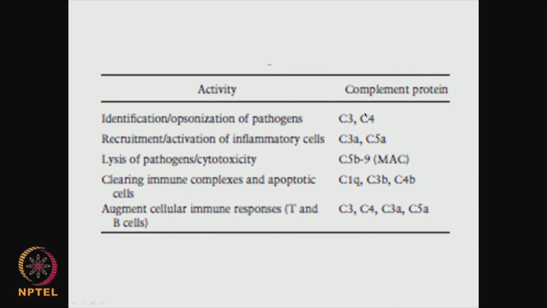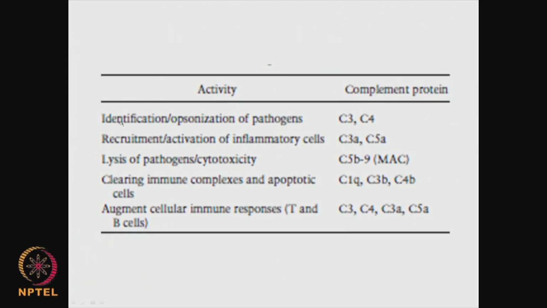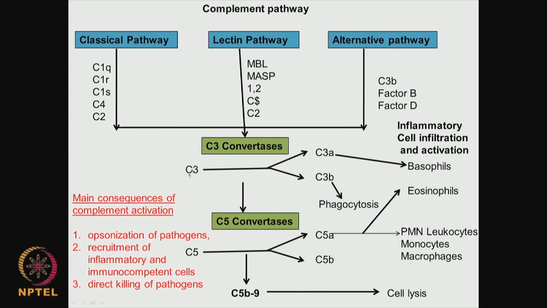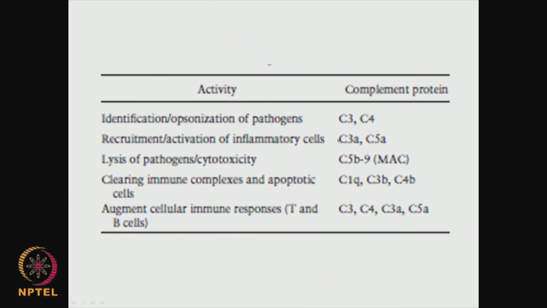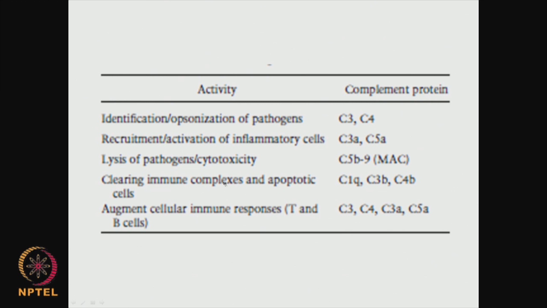These C3, C4, as I said, there are 30 different plasma bound or membrane bound proteins which are called complement. These proteins C3 and C4 are for identification, that is opsonization of pathogens. C3a, C5a are recruitment and activation of inflammatory cells. C5b9 is lysis of pathogens, cytotoxicity. So, you are looking at cell lysis. C3, C4 are involved in identifying the pathogens. C3a, C5a are involved in the recruitment of inflammatory cells, sorry, C3a, C3b, recruitment of inflammatory cells, clearing immune complexes in apoptotic cells.